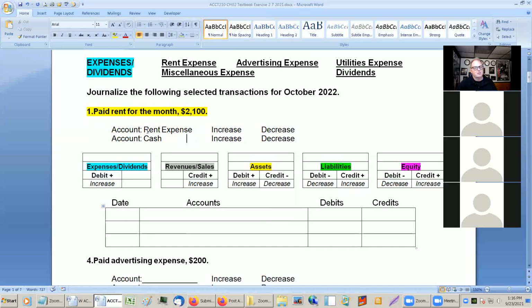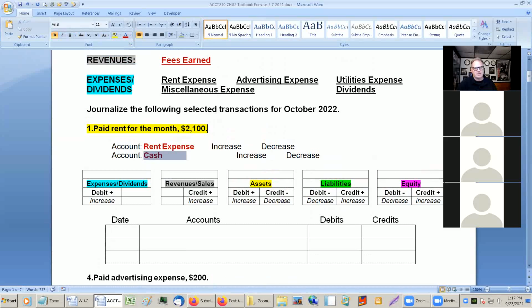So rent expense, and you'll notice up here, rent expense is one of the accounts that we're using. So rent expense, cash obviously. Okay, rent expense. It's an expense. Probably didn't need to tell you guys that.